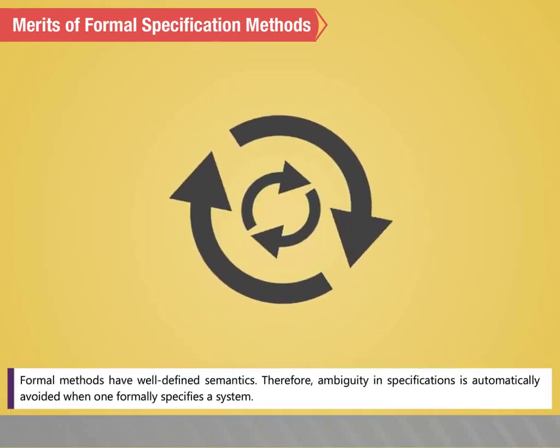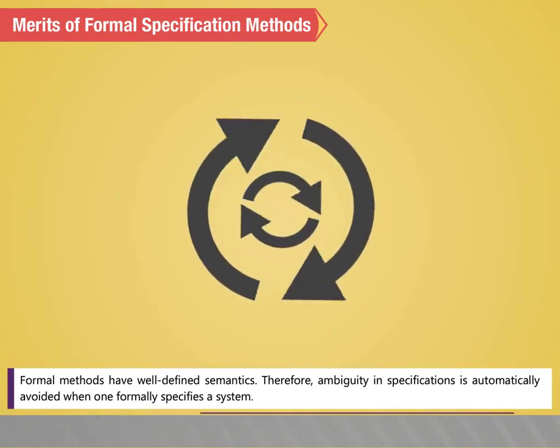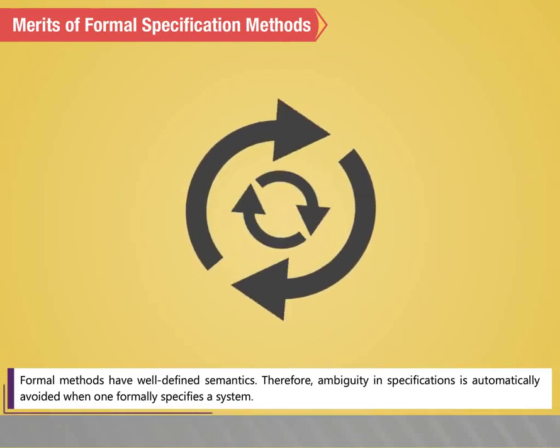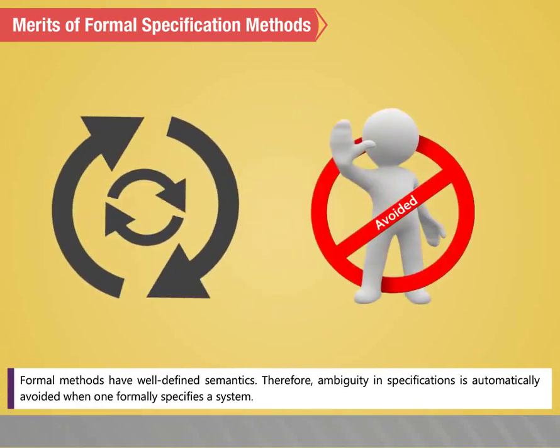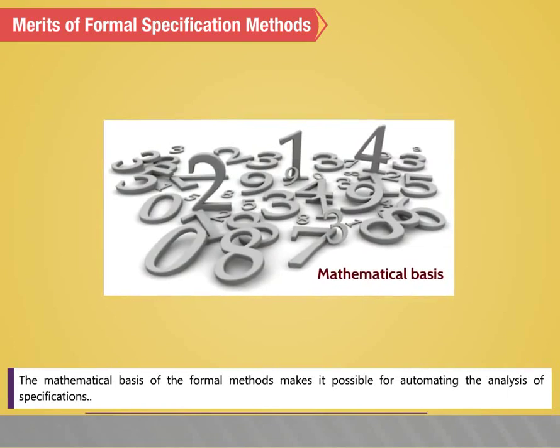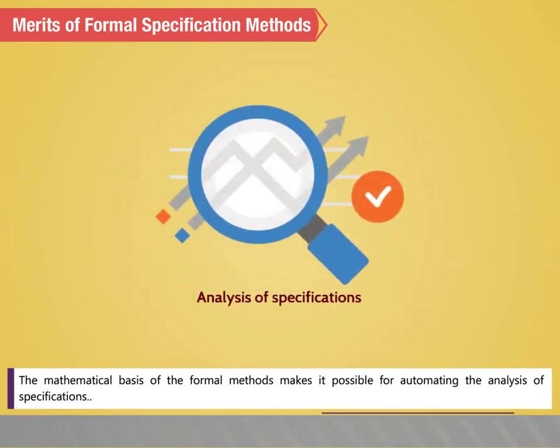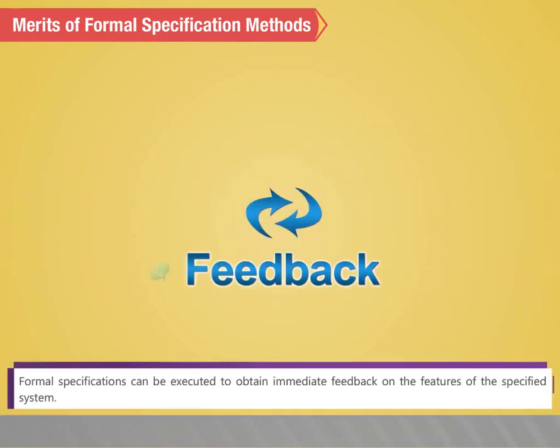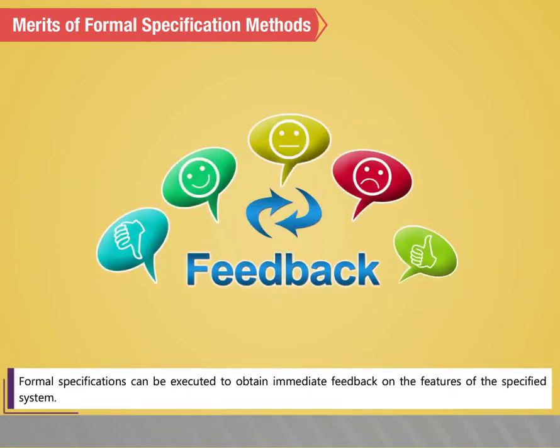Formal methods have well-defined semantics. Therefore, ambiguity in specifications is automatically avoided when one formally specifies a system. The mathematical basis of the formal methods makes it possible to automate the analysis of specifications. Formal specifications can be executed to obtain immediate feedback on the features of the specified system.